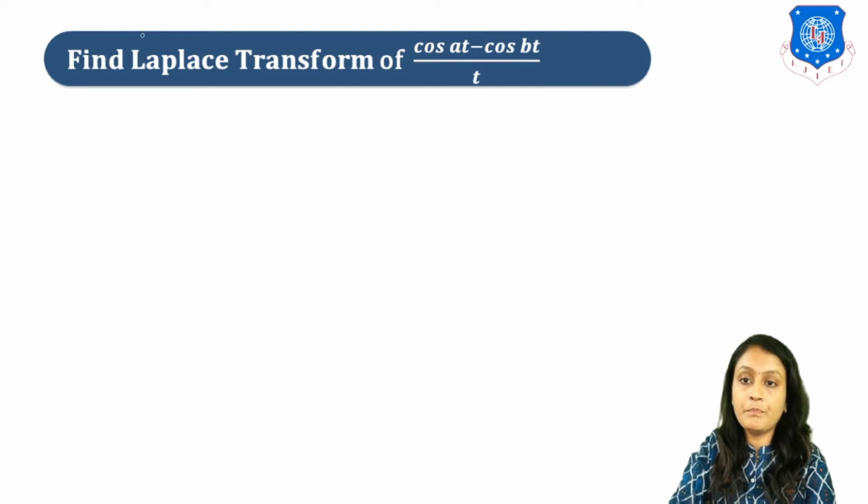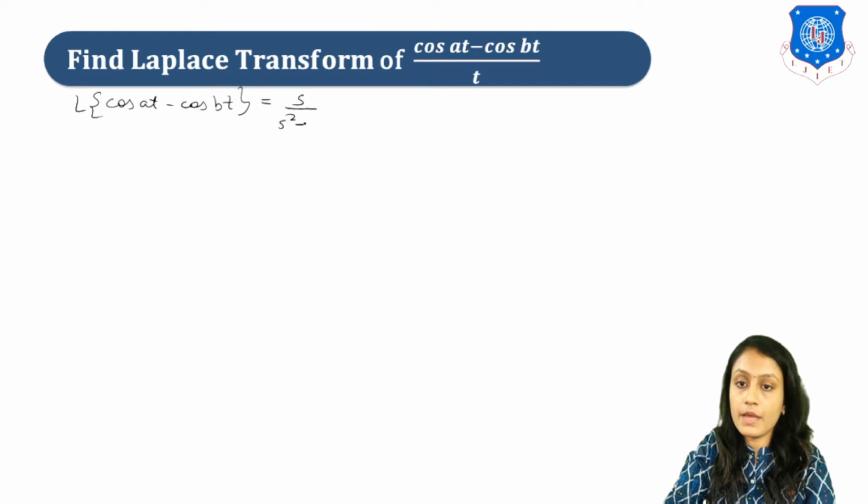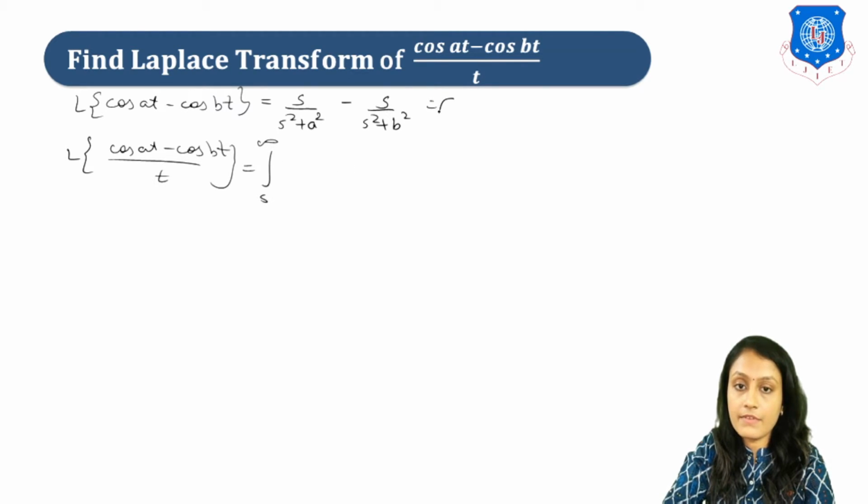Okay, now next one. Find Laplace transform of cos at minus cos bt upon t. So firstly we will find Laplace transform of cos at minus cos bt. Okay, so this is s upon s square plus a square minus s upon s square plus b square. Now divide it by t, so you will get cos at minus cos bt upon t. This is what? Integration s to infinite f(s) ds. This is f(s). Okay, so just substitute over here. So s upon s square plus a square minus s upon s square plus b square ds.